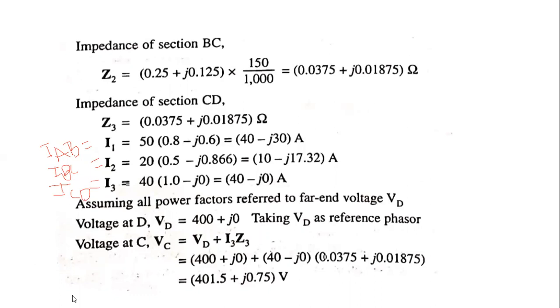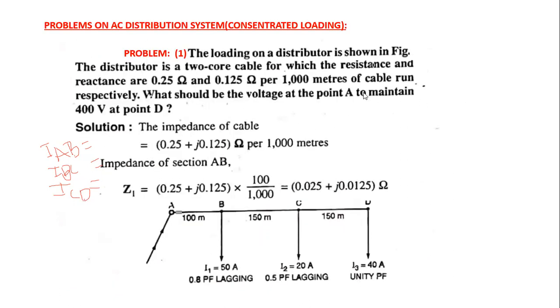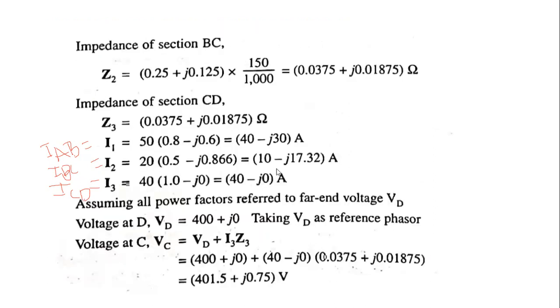First, we calculate the voltage at D point, that is VD. That will be given in the question, that is 400 volts. Therefore, VD is equal to 400 plus j0, taking VD as the reference phasor.